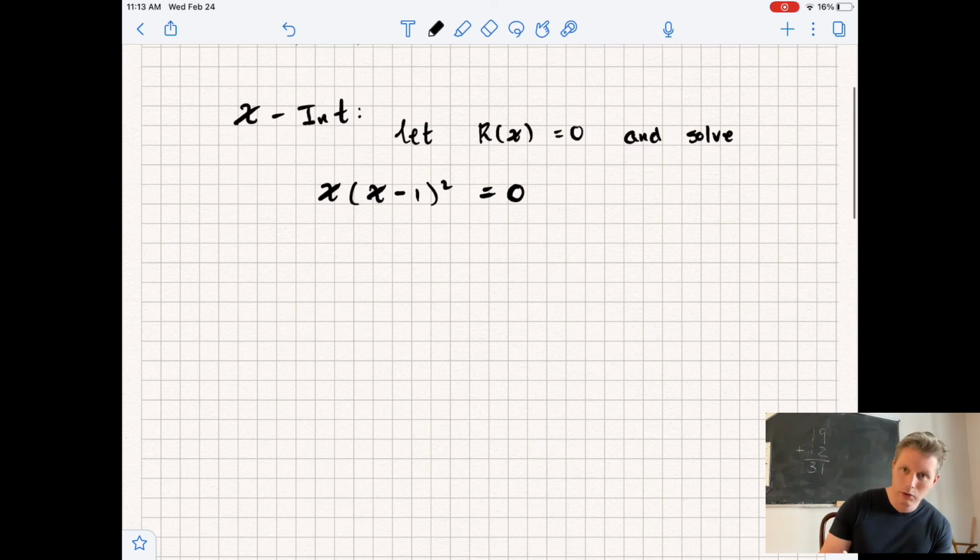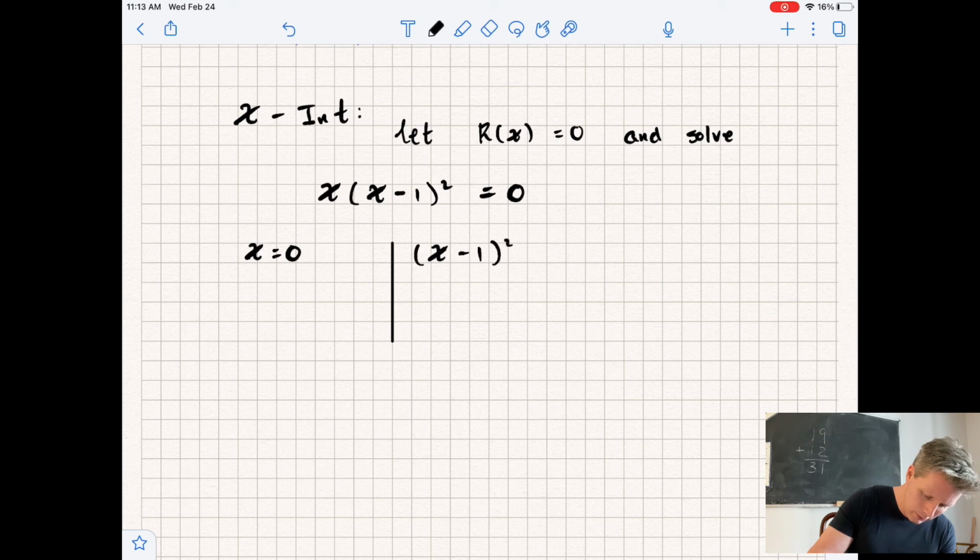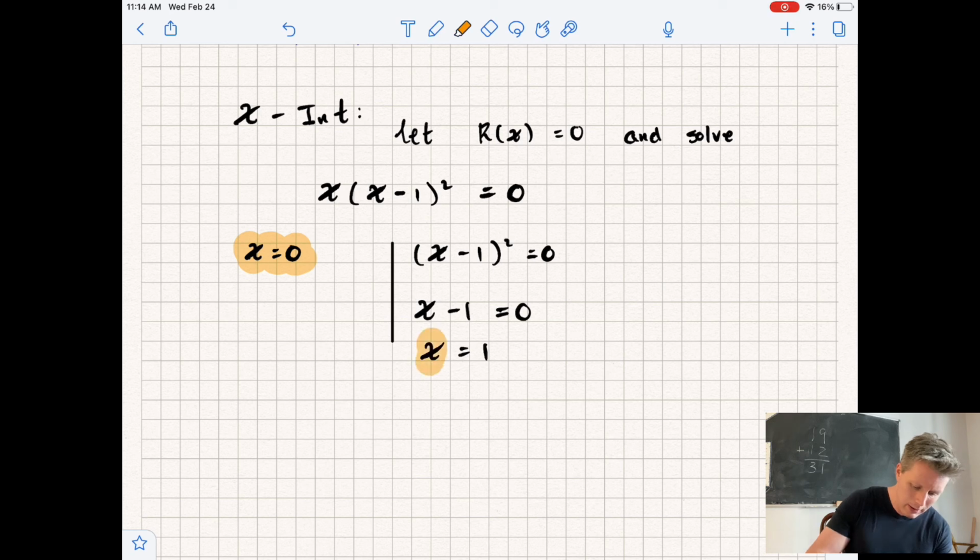Well, the solutions to this equation then are x is equal to 0 and (x minus 1) squared is equal to 0. Well, x is equal to 0, that's one solution. And that tells me that my function must go through the origin. And (x minus 1) squared is equal to 0. Therefore, x minus 1 is equal to 0, and therefore x is equal to 1. And that's my other x-intercept. So my two values, as ordered pairs, are (0, 0) and (1, 0). Those are my two x-intercepts.